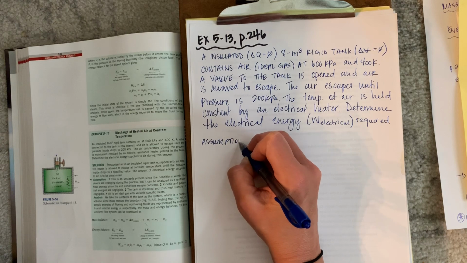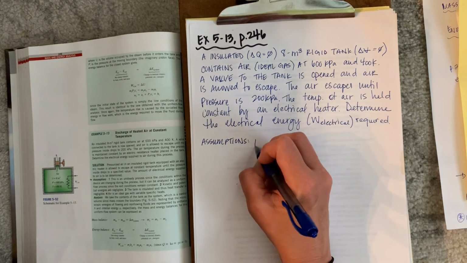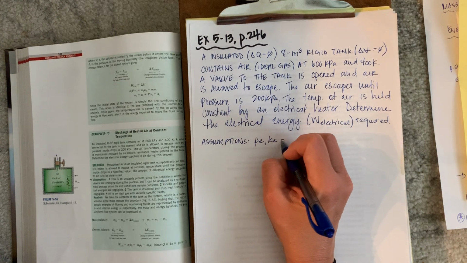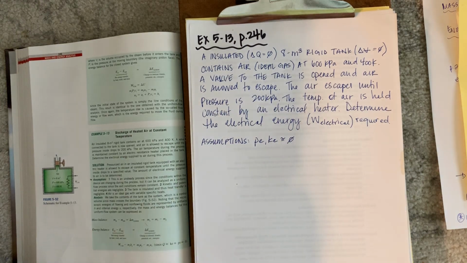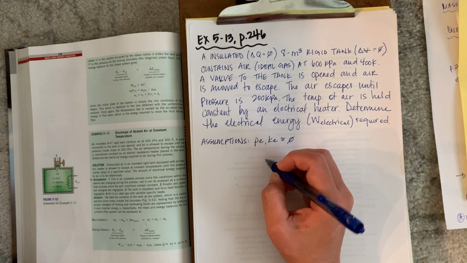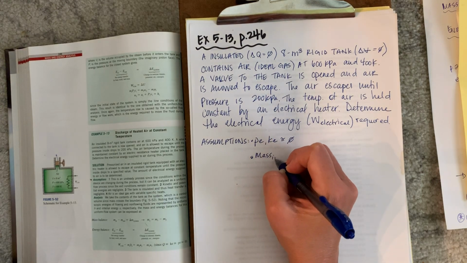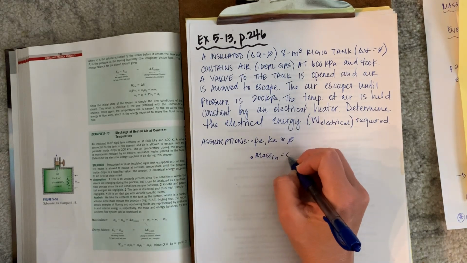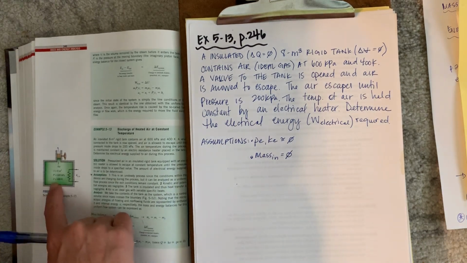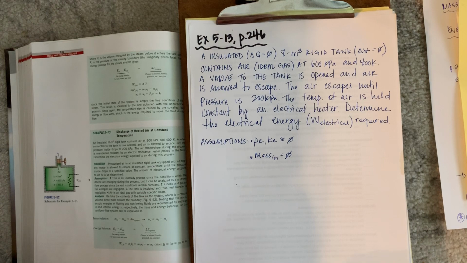All right, so for this problem, we're making a few assumptions. Our assumptions are that our potential energy and kinetic energy are going to be negligible when compared to the enthalpy and internal energy of the system. We are also going to assume that we don't have any mass coming in. We only have mass coming out. We don't have any inlet here. We only have an exit.